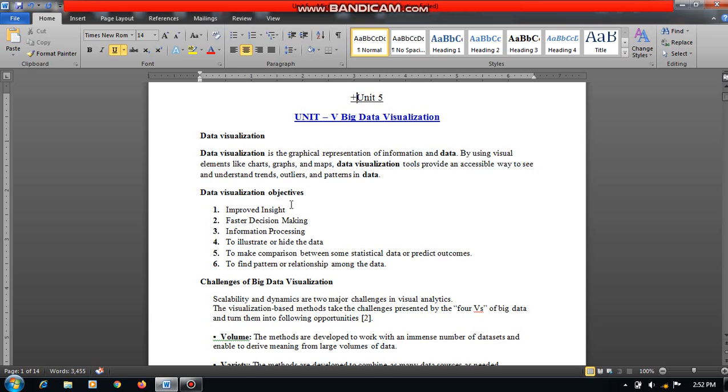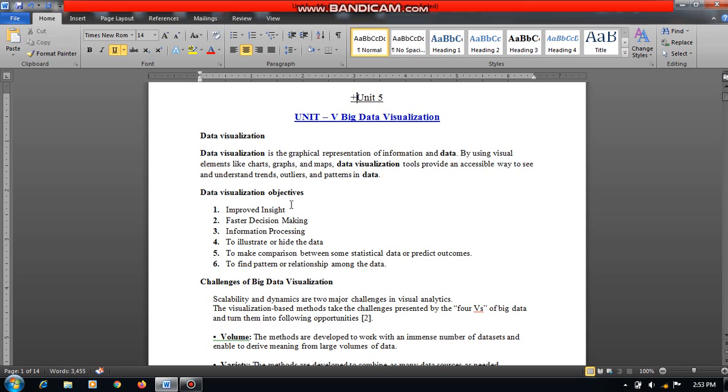There are various challenges to big data visualization, and these challenges are of two types. One depends on the characteristics of big data. So what are the characteristics of big data? There are 5 characteristics: volume, variety, velocity, value, and veracity. We have already covered these characteristics in Unit number 1, so you already have detailed information on these 5 characteristics of big data.